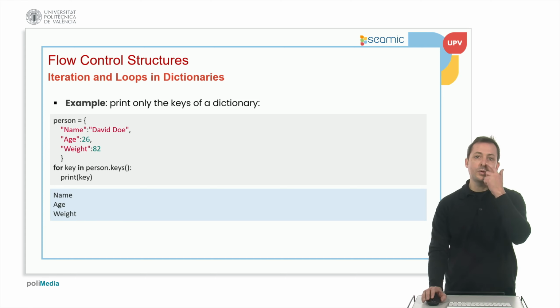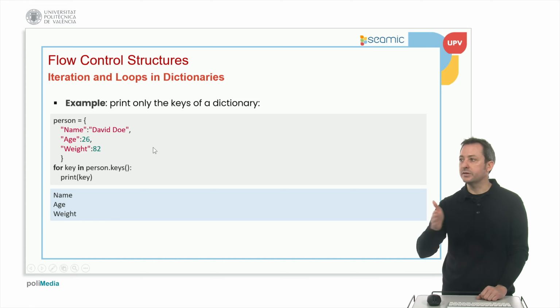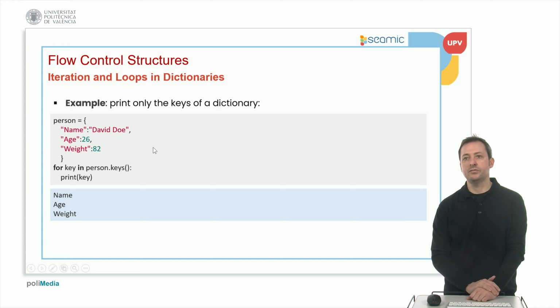In addition, we can use the keys method if we want to only consider the keys. So we can use this statement in order to traverse each of the keys of the dictionary. In this case, person keys returns a list of the keys, so we can use the for in this way. The first key is name, that will be printed, then age, that will be printed, and finally weight, that will be printed.